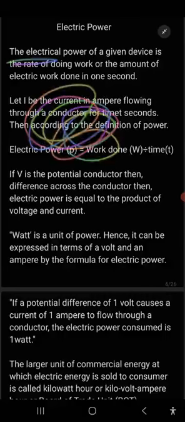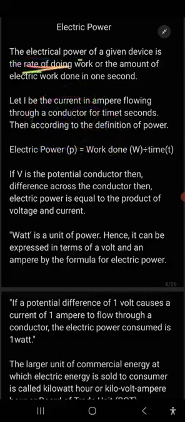Okay, the electric power of a given device is the rate of doing work, or the amount of electric work done in 1 second. The rate of doing work.